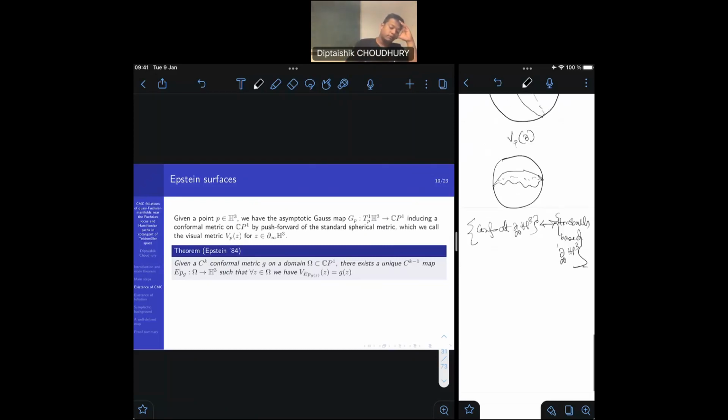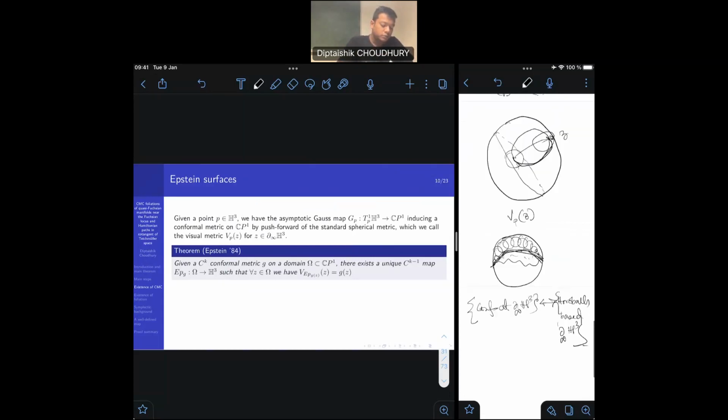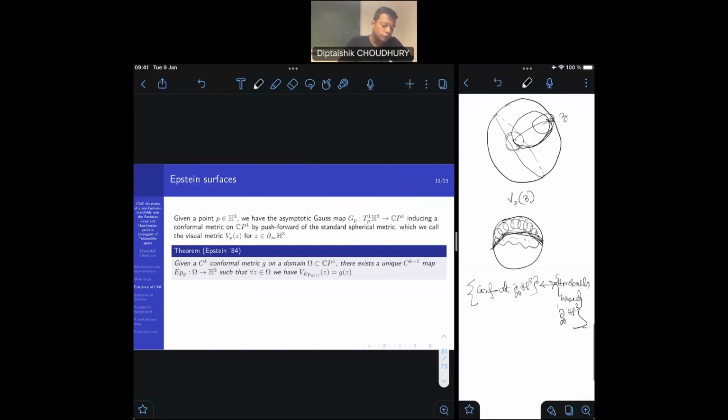And now, given a conformal metric, what you could do is reutilize this correspondence to get this horoball at every point. And this surface that you get is essentially the envelope of all these horoballs, a surface which is tangent to all these horoballs. The push forward of the unit ball to this boundary is what is called the asymptotic Gauss map.